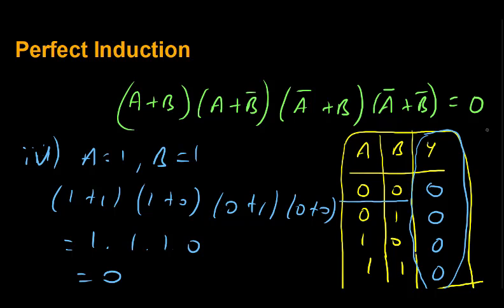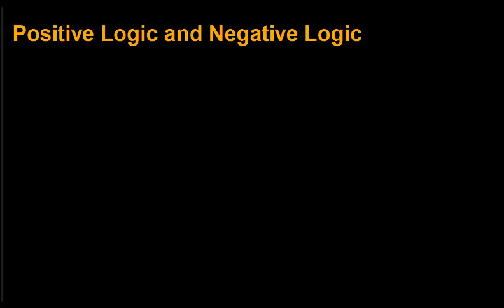So we have verified. This is how we verified. This is the verification, the method of perfect induction. So we use all the combinations, and finally we get the output. We can show the output is 0 by this method. Now the next term is what is the meaning of a positive logic and a negative logic system.